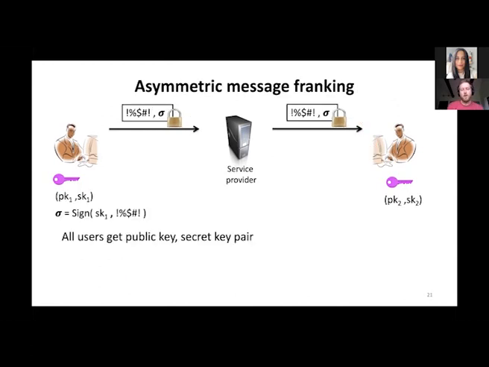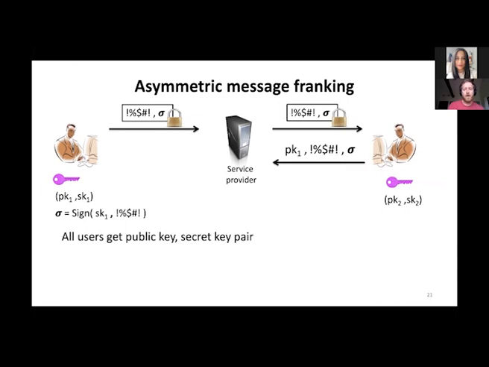So what we started looking at was, okay, can we extend this idea of message franking to an asymmetric setting, which means in particular, instead of just relying on symmetric keys, like what was done with message franking so far, we actually allow all the users for the message franking portion of the cryptographic protocol to have a public key, secret key pair. And use this now to try to provide some accountability about messages that are sent.